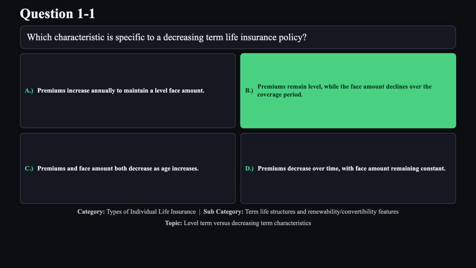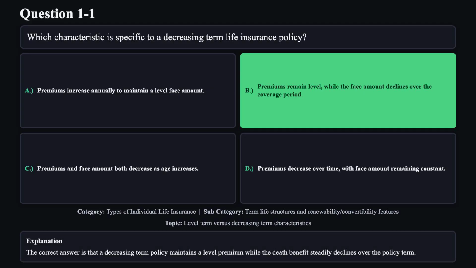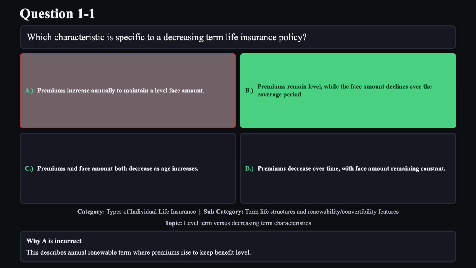The correct answer is B. The correct answer is that a decreasing term policy maintains a level premium, while the death benefit steadily declines over the policy term. Reason A is not correct. This describes annual renewable term where premiums rise to keep benefit level.